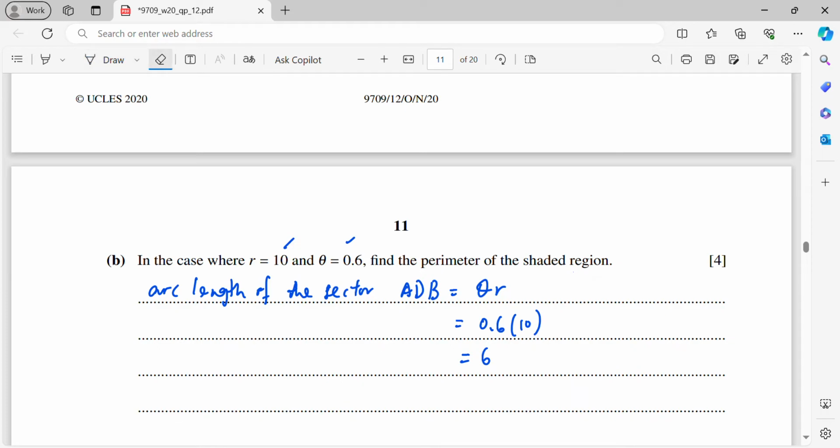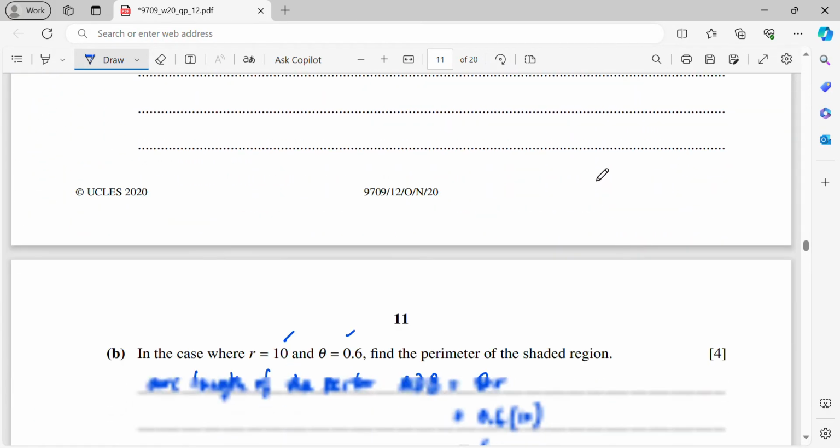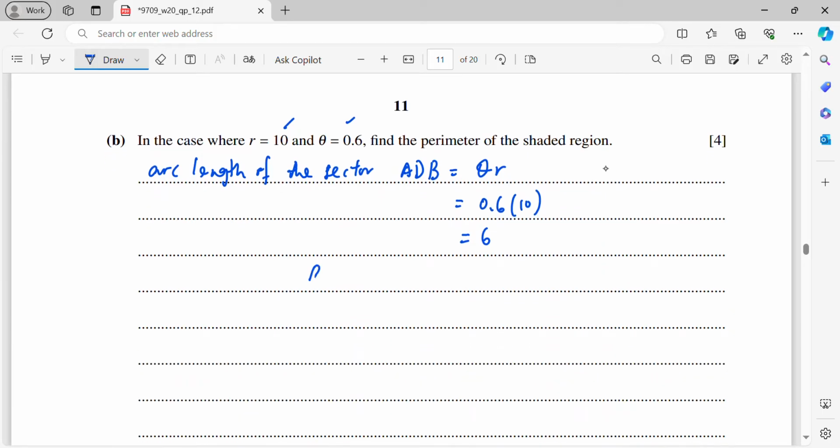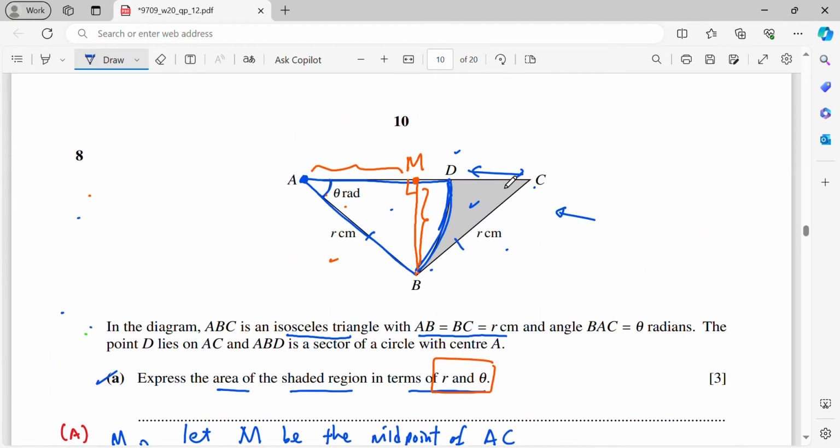Okay, now, next step is to get BC. BC is R. Okay, just rewrite first. So BC is R, which is 10. And now I need to get what is my DC. Okay, so for information, since ADB is a sector, that means AD is the radius as well, which is R. And just now, I have found AM. So now I just need to find AC, then minus AD, that will be my DC.